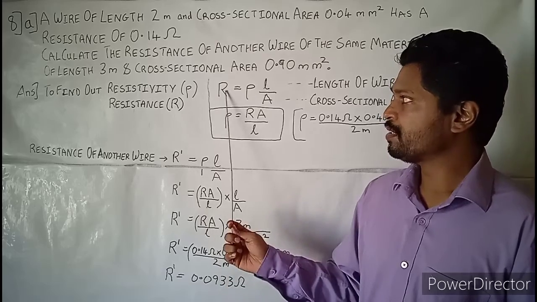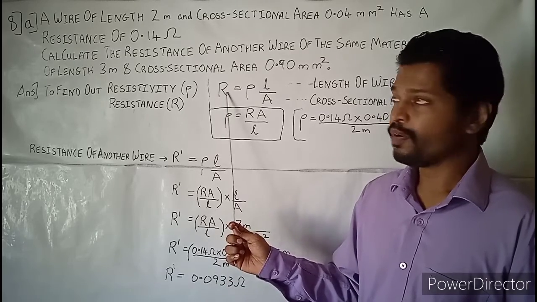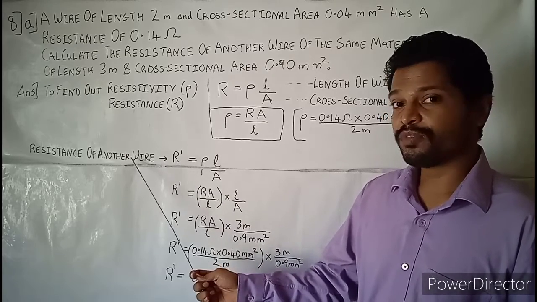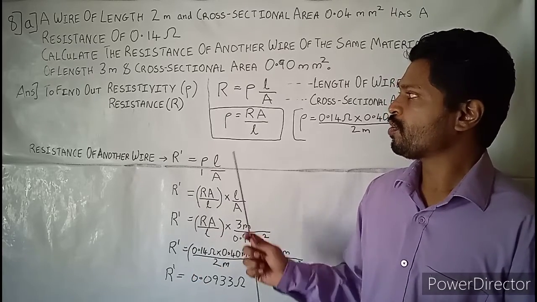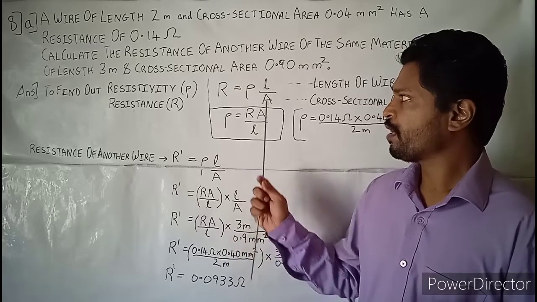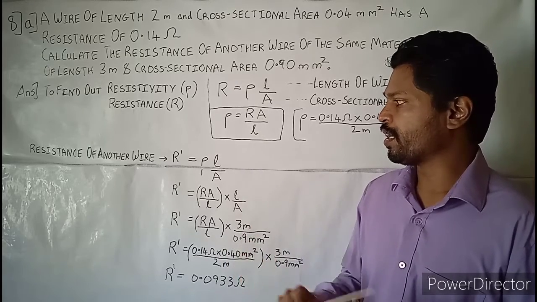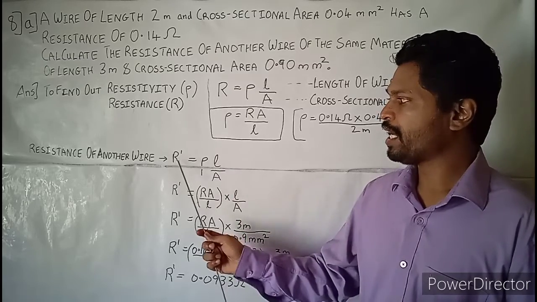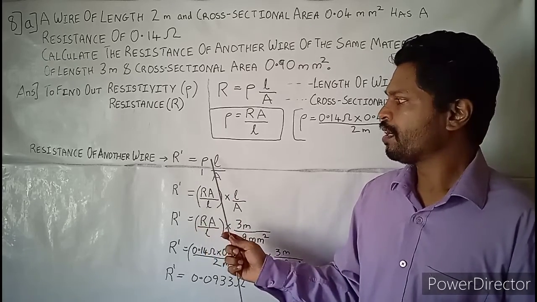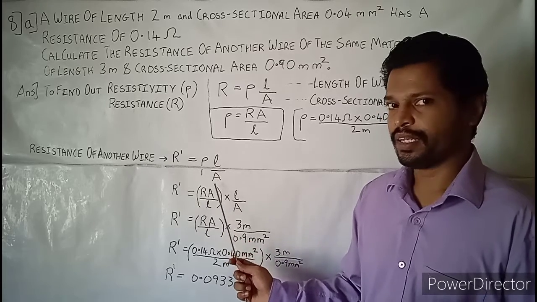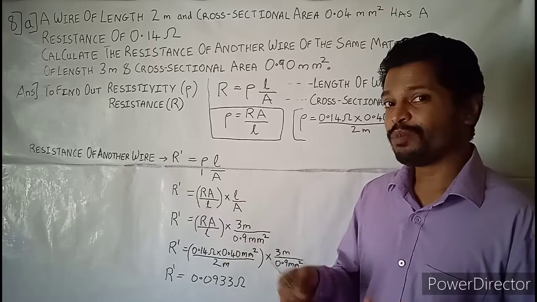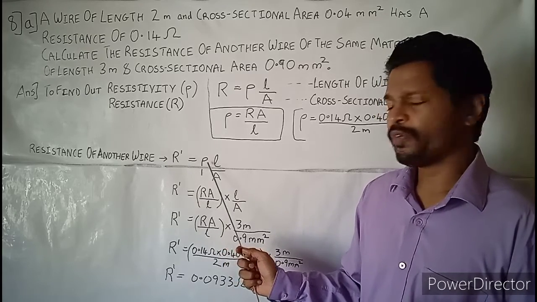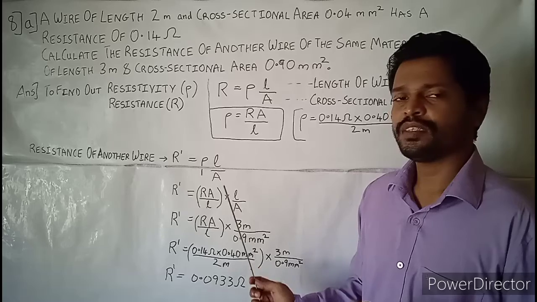This resistance is of the first wire, R dash is the resistance of the second wire. So we will be putting this rho L by A. Rho L by A, that is the formula, right? R dash equals rho L by A, this is the formula. Now in your mind it will be coming, sir, you have taken this R dash, why have you not taken rho dash, L dash, A dash?